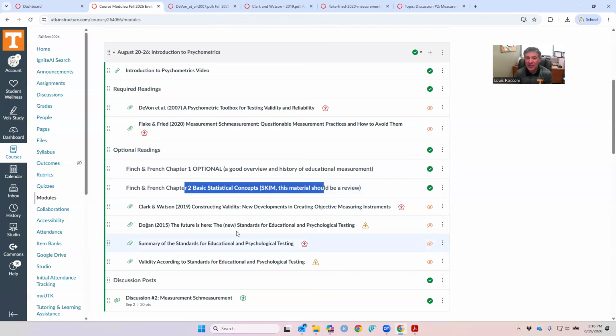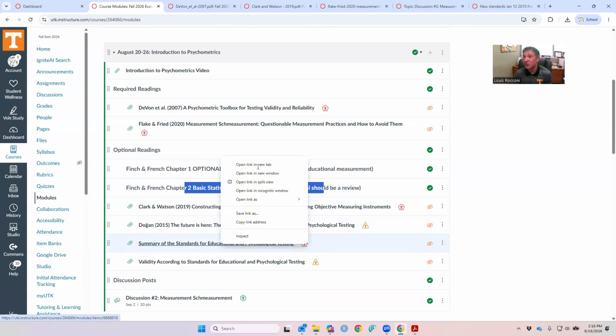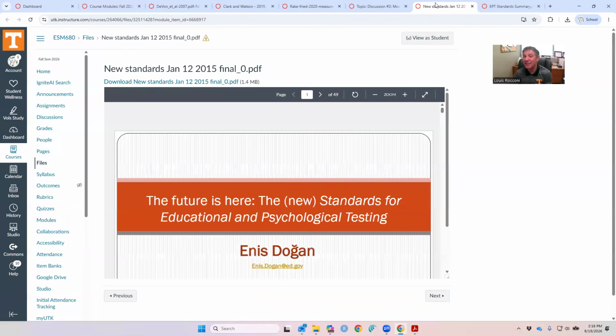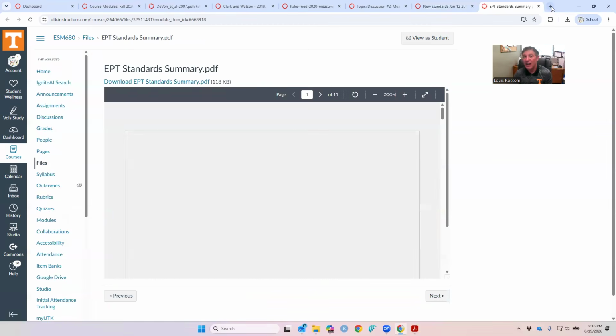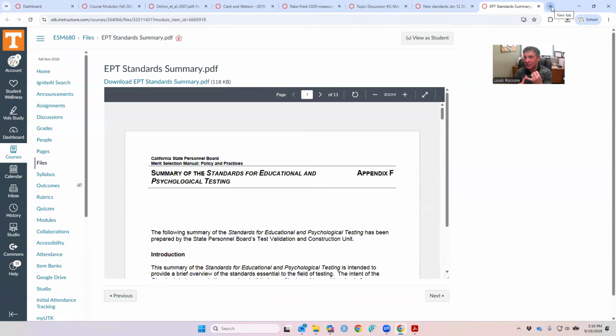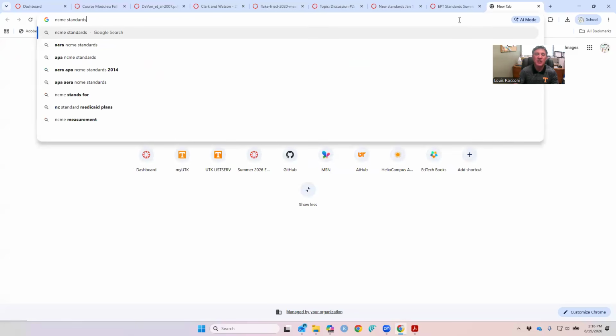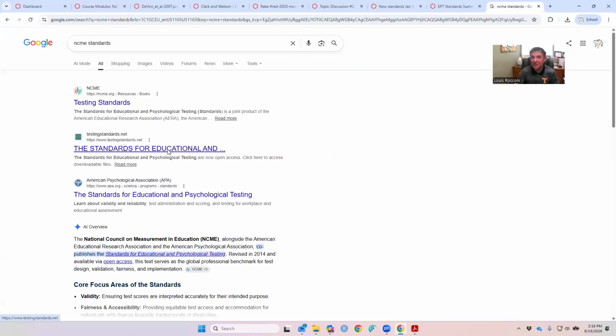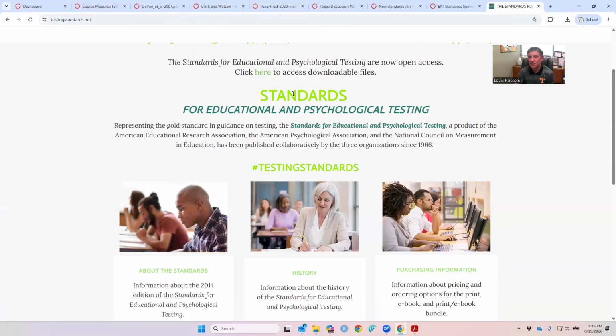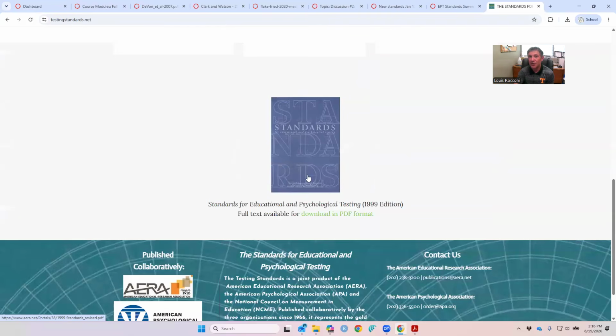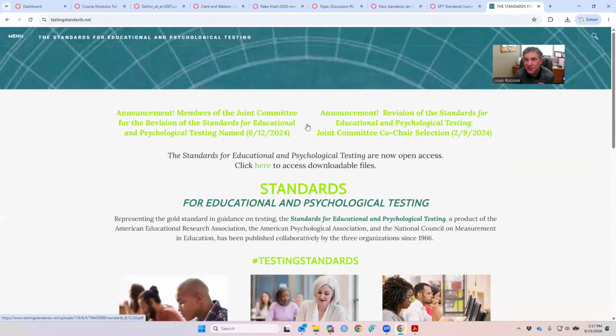The other thing that we'll talk about, and I think I'll link to later, is the standards for educational and psychological testing. These are a set of guidelines put out by the American Educational Research Association, the American Psychological Association, and the National Council of Measurement in Education. Just Google one of those and type in the standards and they'll come up here. I think I've linked to it as well. You can download, oh, that's the older edition. We can download the newest one.